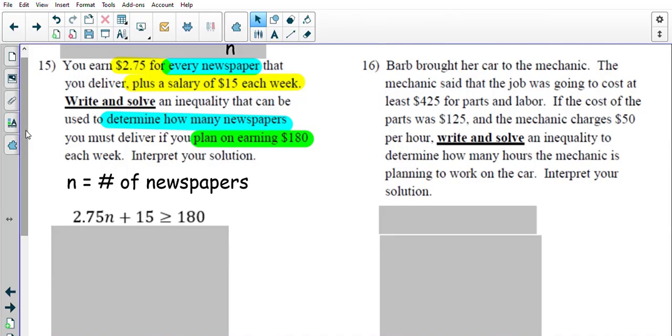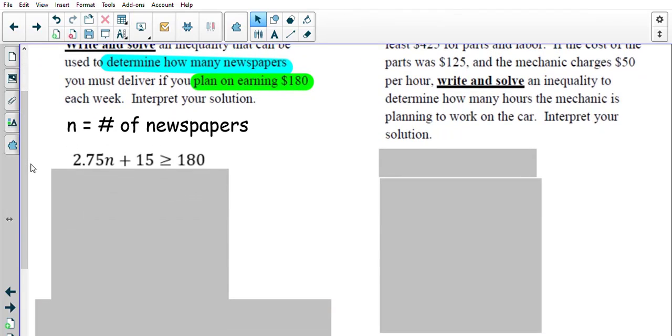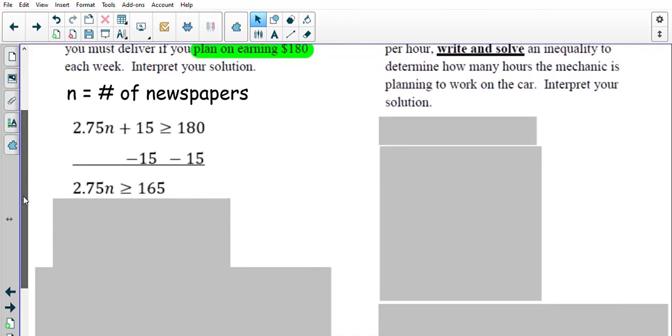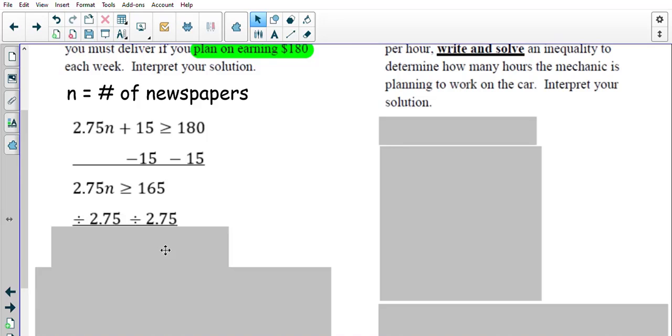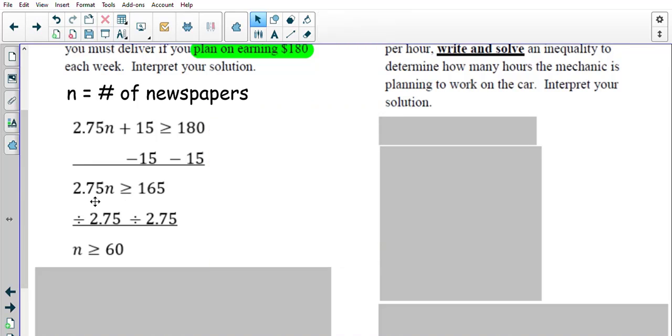Think about what makes sense for the problem. In this case, greater than or equal to. Now it's just a two-step inequality. So we want to get rid of this constant. The inverse of adding 15 is subtract 15. That's going to get us $2.75n is greater than or equal to 165. Let's divide both sides by $2.75, and you are going to get n is greater than or equal to 60.